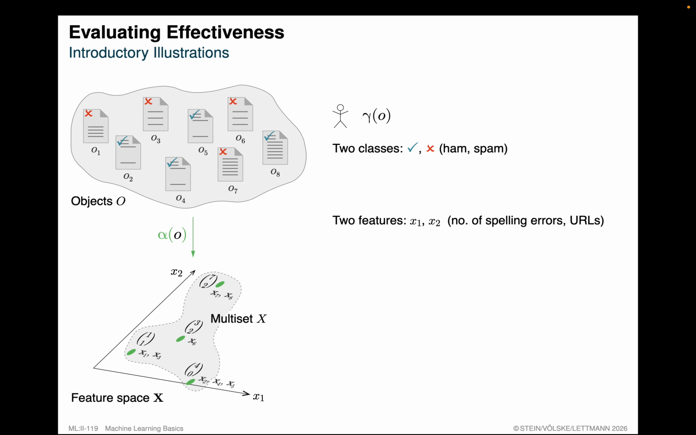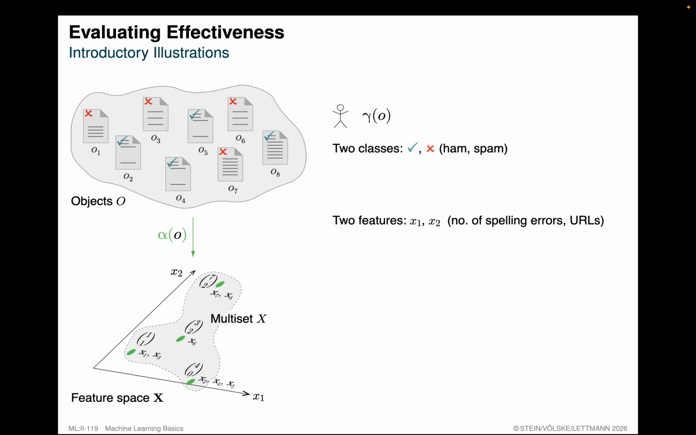We choose two features. For example, the number of spelling errors in the emails and the number of URLs found in the emails. Whether or not these are good features is another discussion, but for simplicity, let's just choose two features. This is our model function. This creates the features for our model function, and counting the number of spelling errors and counting the number of URLs in an email is basically then our model formation function. So we map all the real-world email objects into this two-dimensional space.